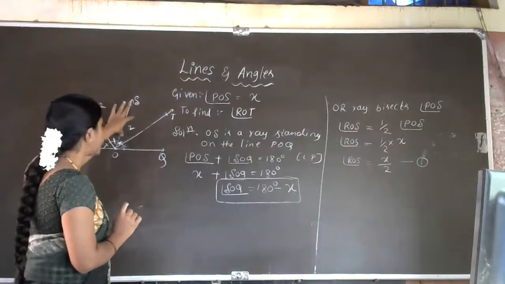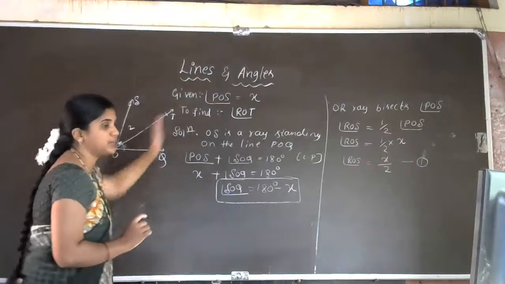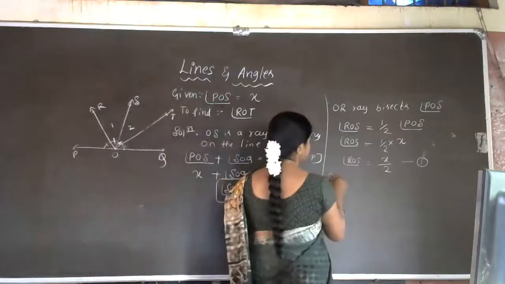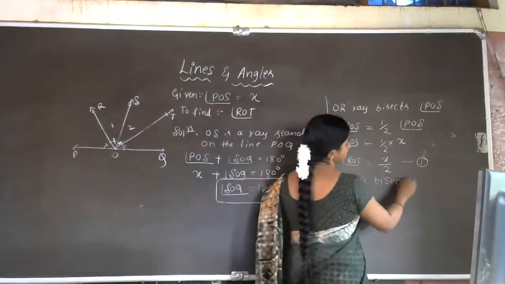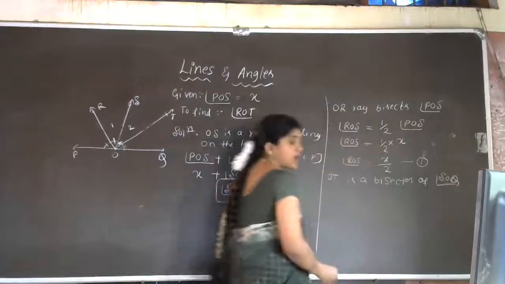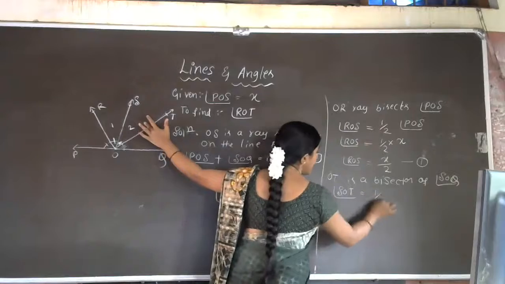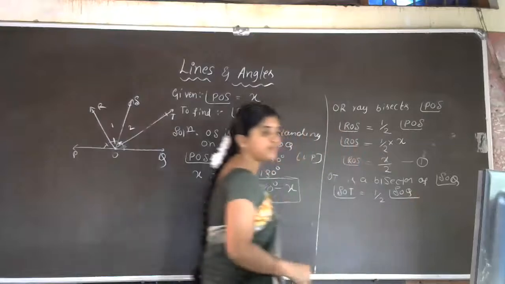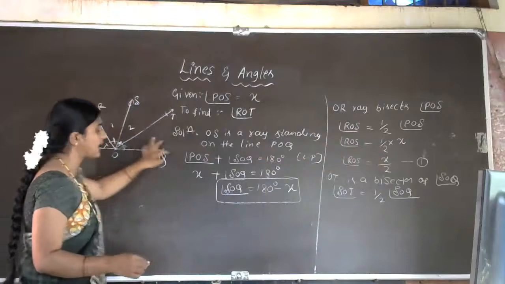Now we have to work out SOT. When we add ROS and SOT, we'll get total ROT. Now, OT is a bisector of angle SOQ. OT ray is a bisector of angle SOQ. Okay, now how can we take this SOT? Therefore, angle SOT is half of angle SOQ. Can I take it like this? So this SOT is half of angle SOQ.